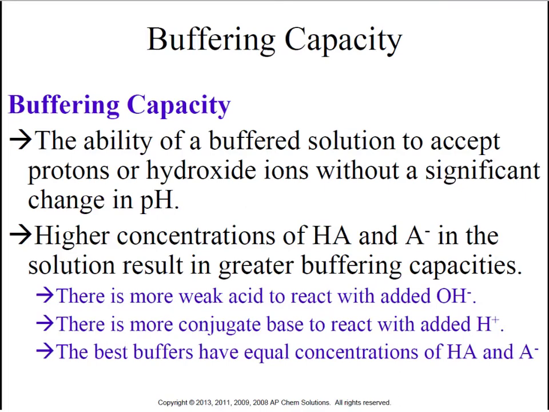And so the higher the concentrations of the HA, the weak acid, and the A minus, the conjugate base, would determine what its buffering capacity is. So the more, the better. The best buffers, though, have equal concentrations of HA and A minus. So an equal concentration of weak acid and its conjugate.